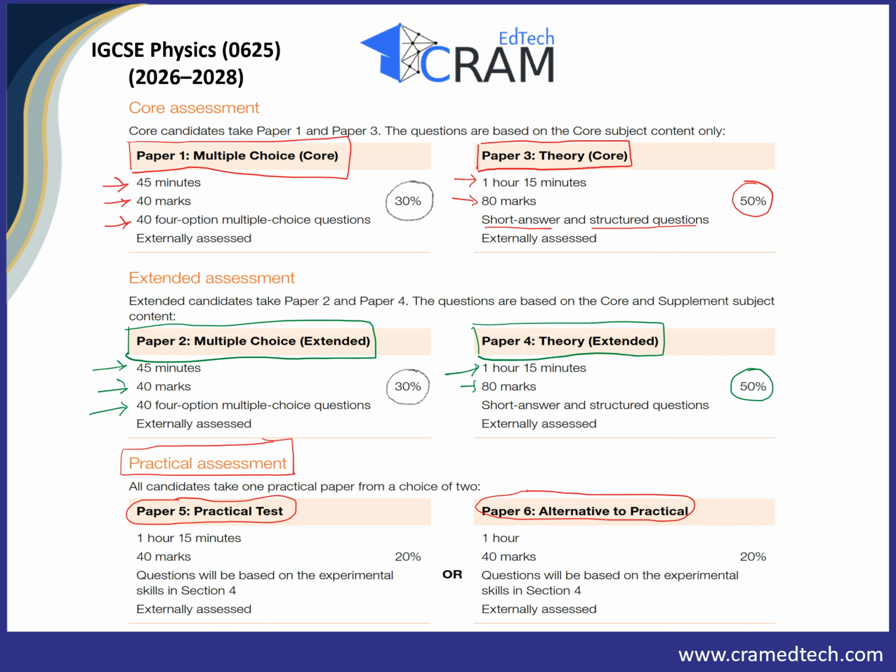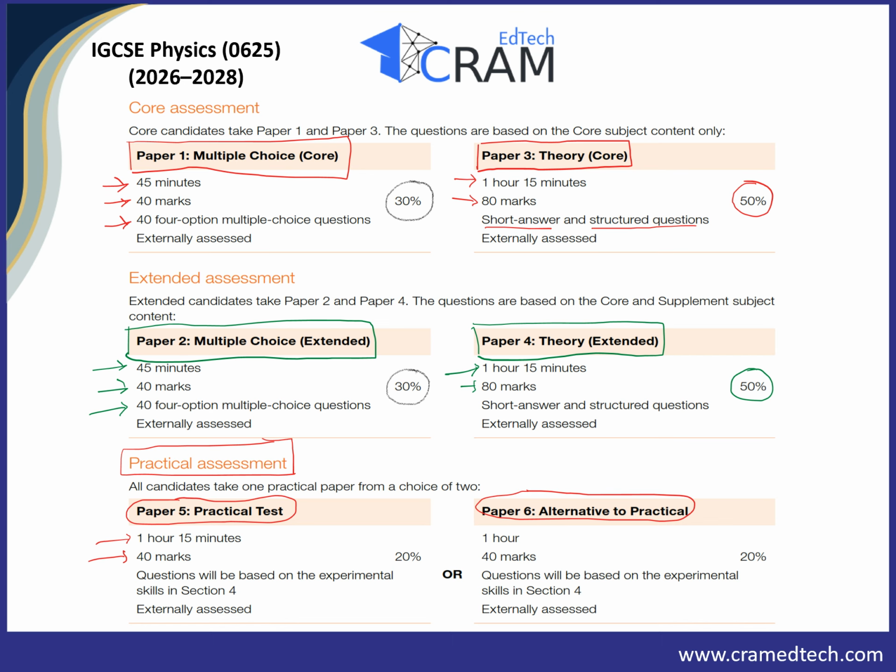And you can have a look here at the practical test. 1 hour 15 minutes is the duration. 40 marks are there. Questions will be based on the experimental skills in section 4. In paper 5, students go to the laboratory, get the exam paper, and have to perform the practical, collect the data, record the data, plot the graph, and give the final conclusions of their readings.